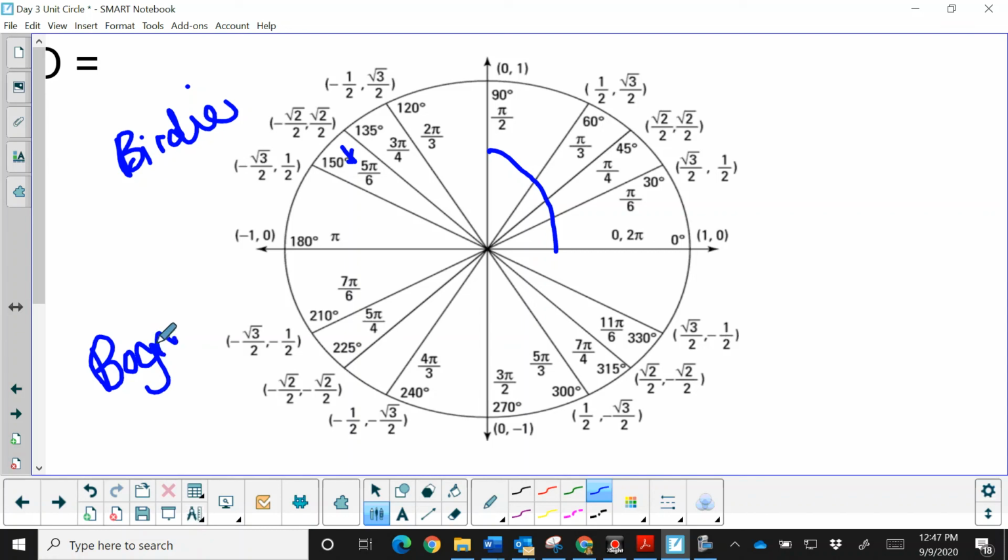Well, what do you get in quadrant 3? You get a bogey, one above. So if your denominator is 6, your numerator is 7. Denominator is 4, numerator is 5. Denominator is 3, numerator is 4. So this is the bogey quadrant.